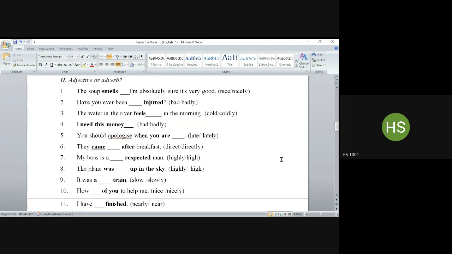The water in the river feels dash in the morning. Cold. The water in the river feels cold in the morning. Right. Next, I need this money dash. Badly. I need this money badly. If you do not understand why it is, just ask me. Those of you who don't understand. Otherwise, we just consider it as done and move ahead.